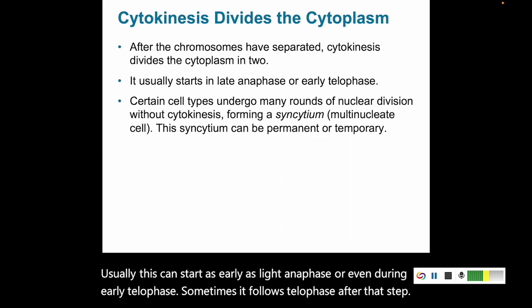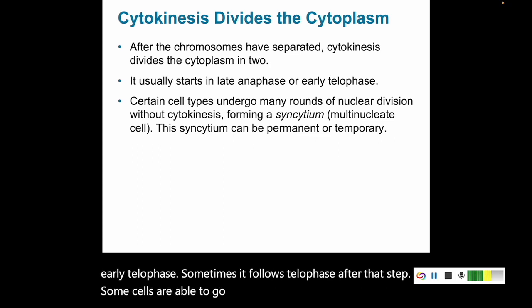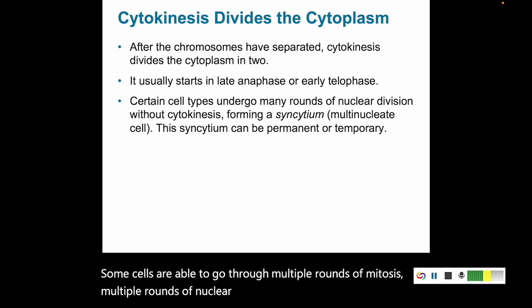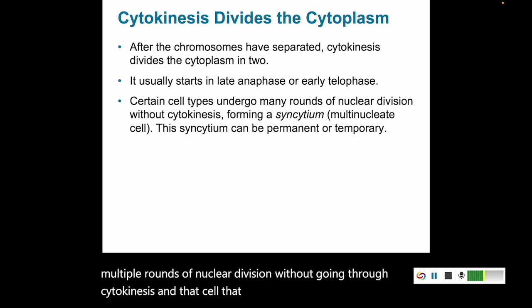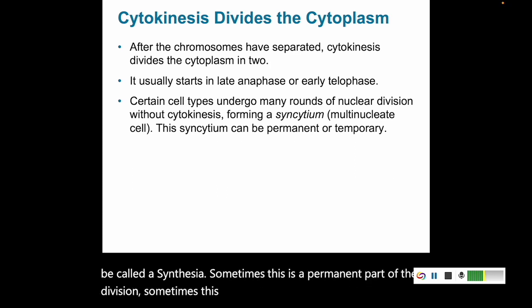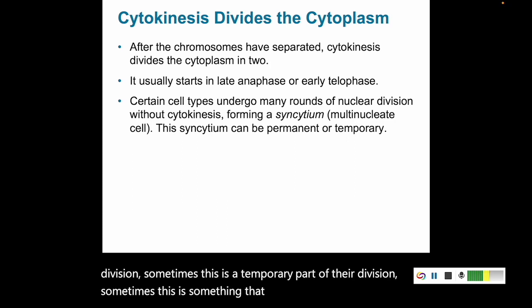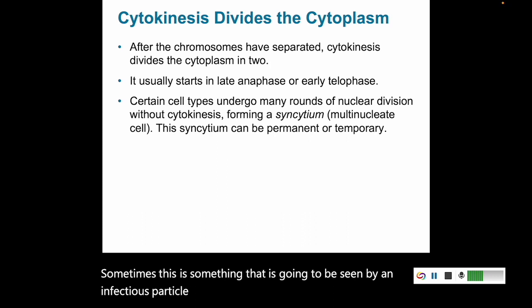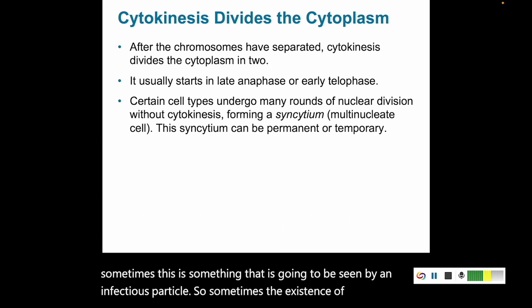Some cells are able to go through multiple rounds of mitosis, multiple rounds of nuclear division, without going through cytokinesis. And that cell that has multiple nuclei in it is going to be called a syncytia. Sometimes this is a permanent part of their division. Sometimes this is a temporary part of their division. Sometimes this is something that is going to be seen with an infectious particle. So sometimes the existence of syncytia can tell you there's been a viral infection.